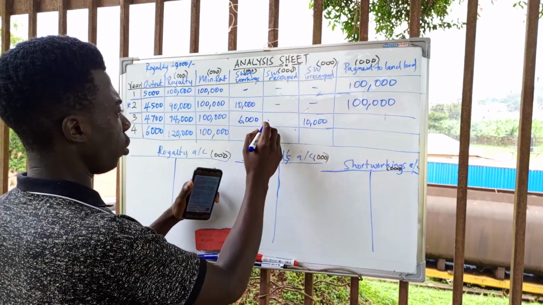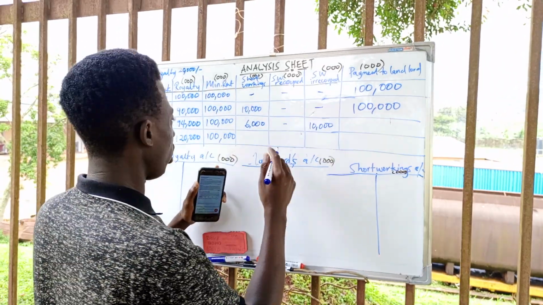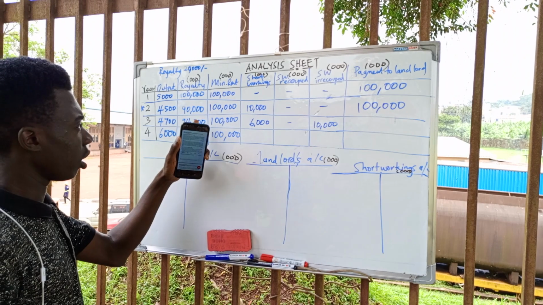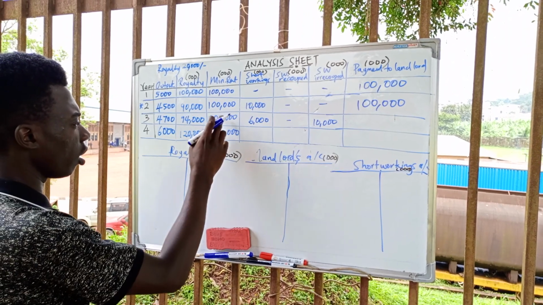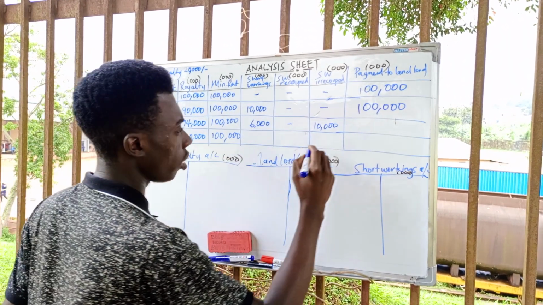Then we don't have short workings recouped here. So now we compare the figures. We have to pay the greater of the minimum rent and the royalty. The one that is greater is the 100 million. So I recognize it here.